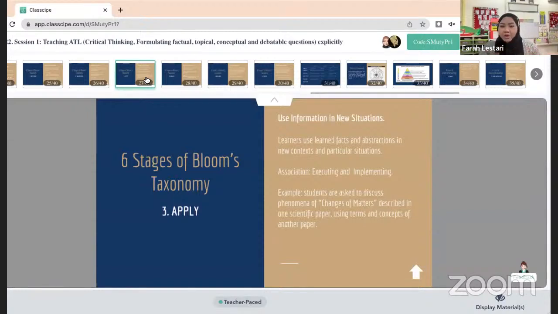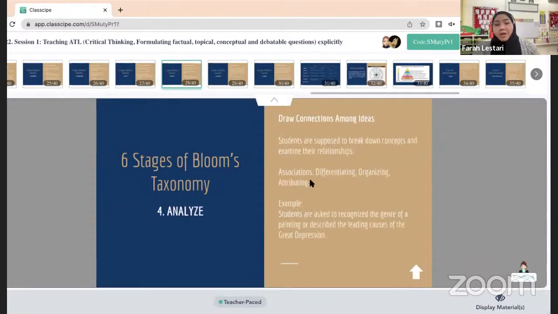The information about changes of matter is being described in one scientific paper, or in one worksheet, or in one video, and then she has them use the terms and the concepts on another problem, to answer questions on paper, or to even locate any changes of matter they can find in the real world around them, which she did by bringing her students to the school area to locate those things.